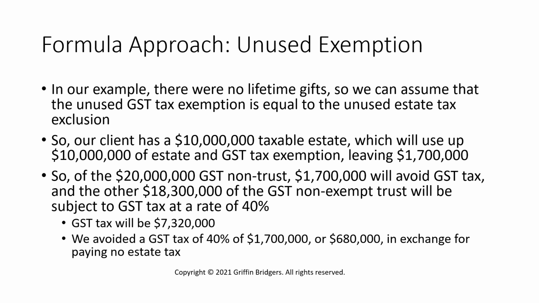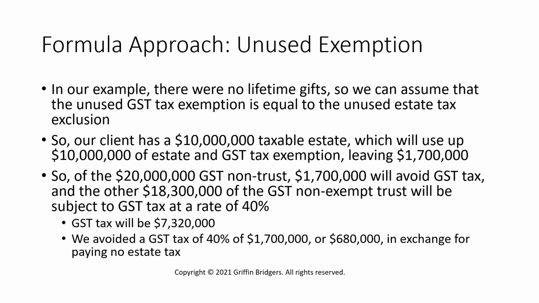Now, we're going to assume here that there have been no lifetime taxable gifts, so we can assume safely that our unused GST tax exemption is equal to the unused estate tax exclusion of our client. So we'll check off the first two formula approaches. So essentially, there's $1.7 million of unused GST tax exemption and also unused estate tax exclusion to use up here.